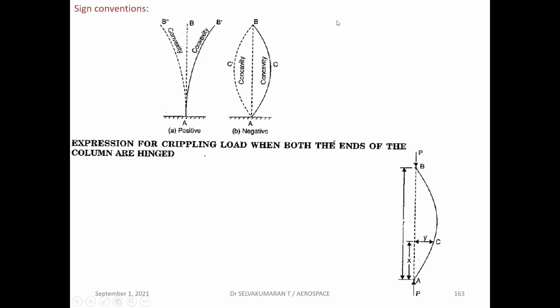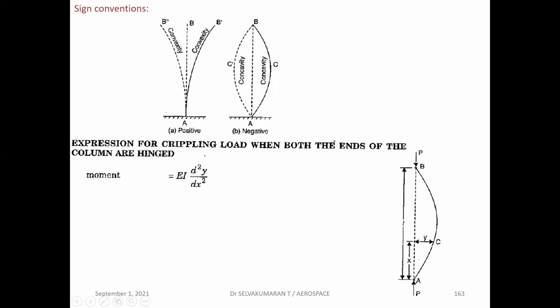So I have taken a column AB of length L, which is subjected to an axial compressive load P. Due to the application of load, the column undergoes lateral buckling or lateral bending. Let us consider a section at C, for example, at a distance x from the bottom end. Let y be the deflection at C, or at the considered section XX.